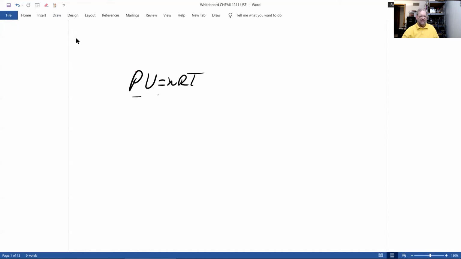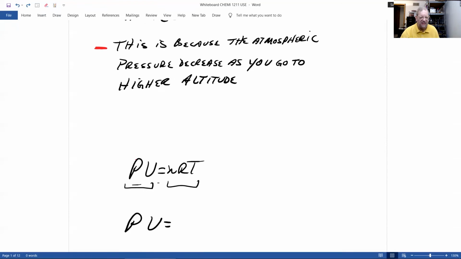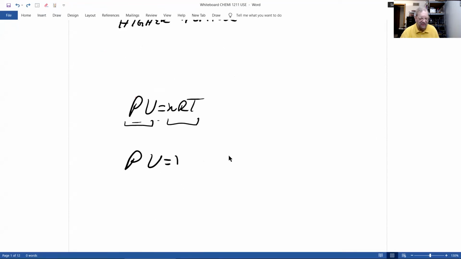PV equals nRT. What that means is it's always true. This side, whatever number you get, is always equal to that side. Well, in your car tires, it should be a lowercase n. In your tires, R is a constant, the universal gas law constant. So that should be constant.